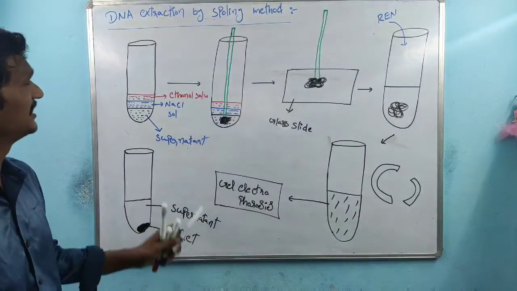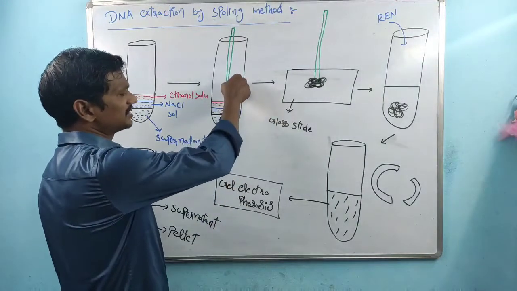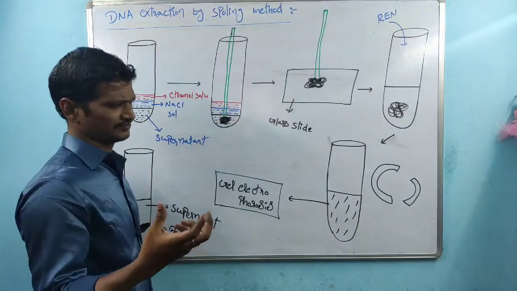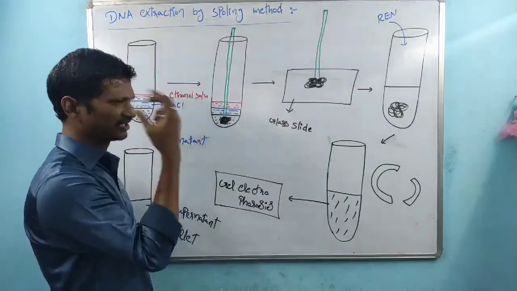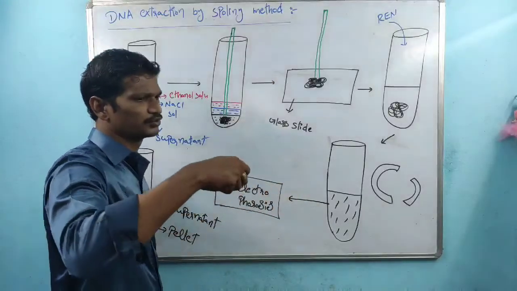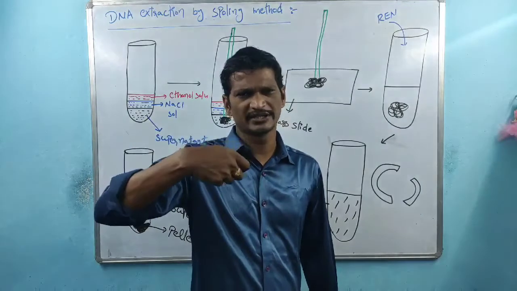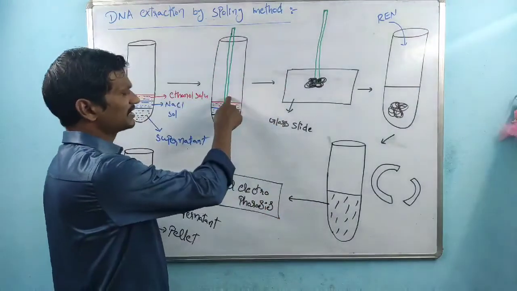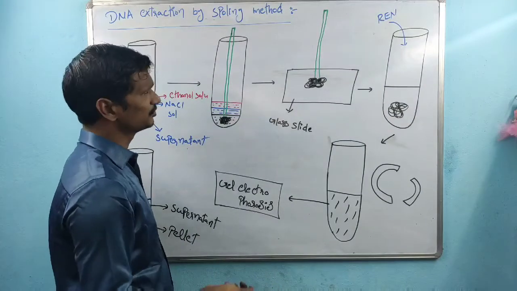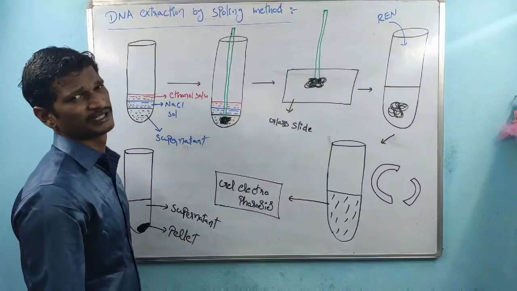So this is one of the DNA extraction methods, the spooling method. Simply, this glass rod is considered as a spoon. Just imagine this is like a spoon, then we can easily remember. Then we are taking out DNA. For suppose we are eating food, right? At that time, with the help of a spoon we are eating. Here also, with the help of a glass rod, we are separating the DNA. So just imagine like that, then we can easily remember the spooling method.